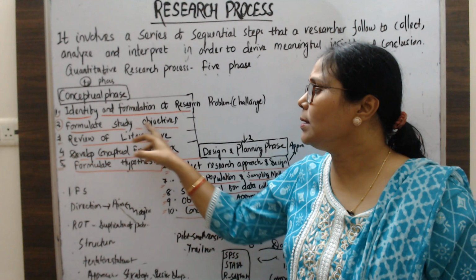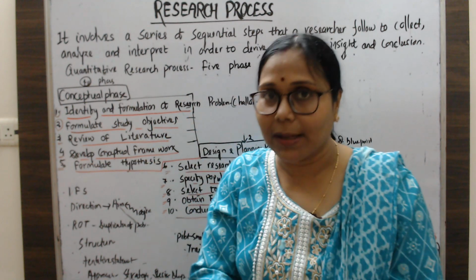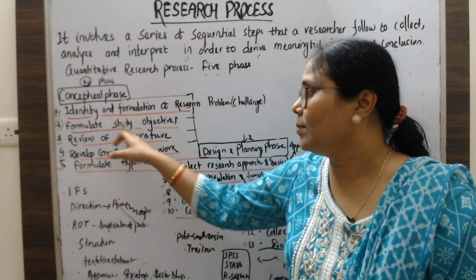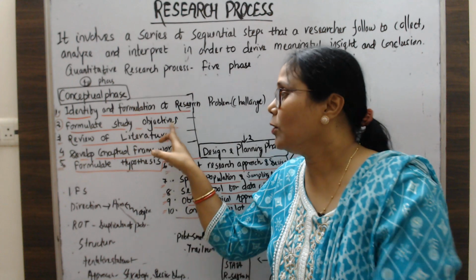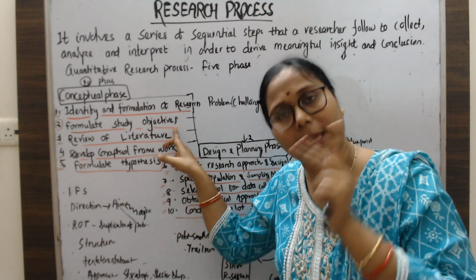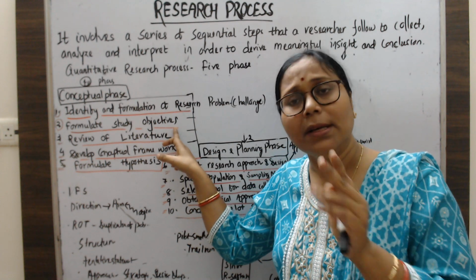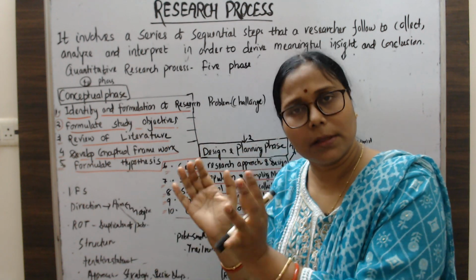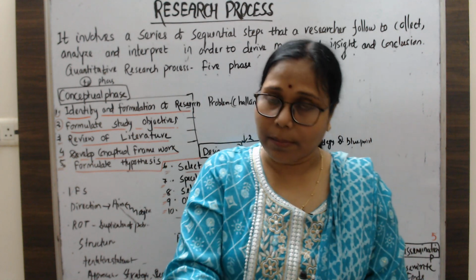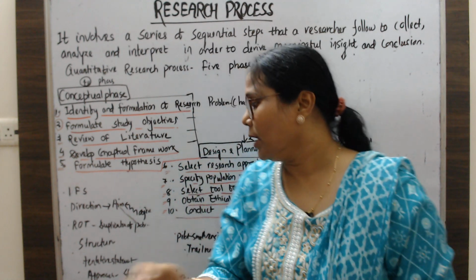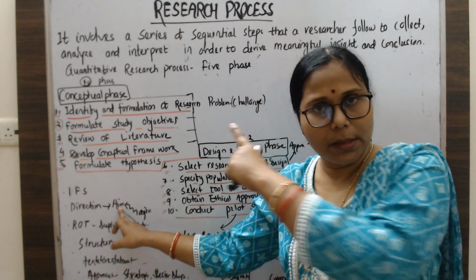Second one, formulate the study objectives. The problem is selected, now we need some direction, and this step provides you a direction, it gives you a way. Here the two points are the aim and objectives. The aim is the broader goal or the overall significance of the problem, and the objectives are the steps by which we reach the aim. This gives a direction to reach the aim of the research problem.